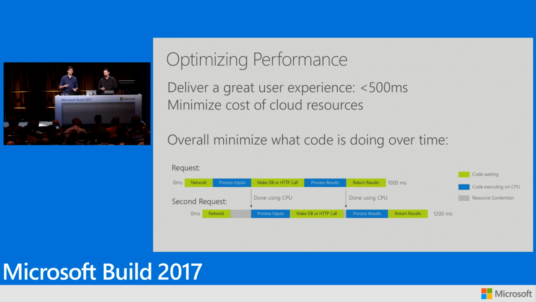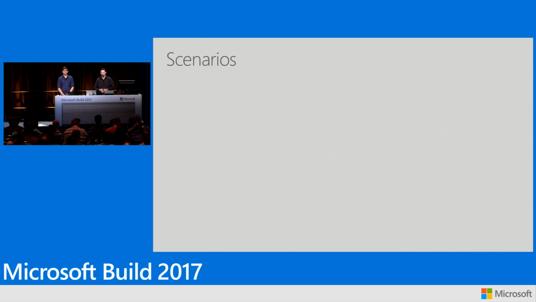Wait. So what you're saying is the second request, because it's still dealing with the same resources the first request is dealing with, it will take longer, and any more requests will just slow down the system even more. That's exactly right. So your code is either waiting, executing on the CPU, or it's blocked on resource contention. So using these simple models in mind, that's why I like to say, if you just minimize what your code is doing over time, you can deliver a great user experience and minimize the cost of those cloud resources.